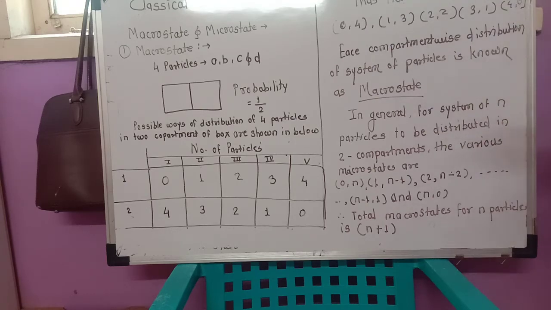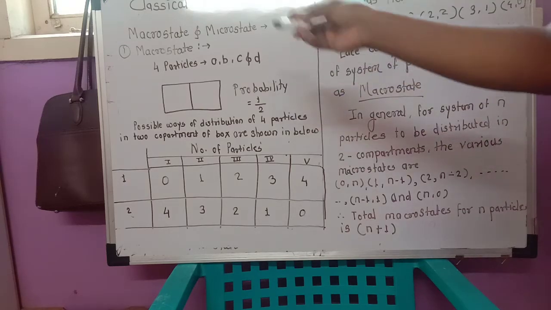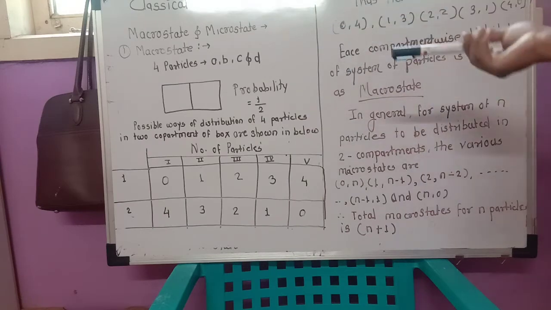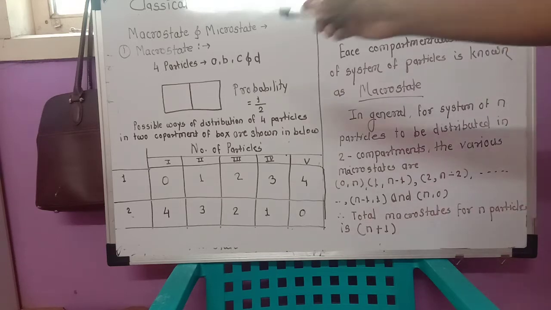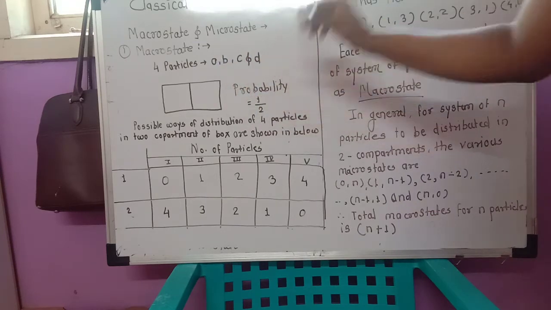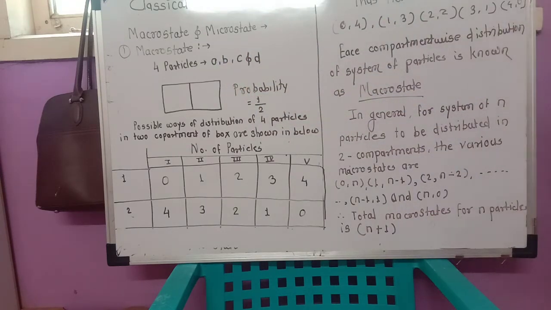Suppose the particles are indistinguishable, then the four particles are identical, like A, or it may be B, C, or D, like this. These are the indistinguishable particles. We consider the four particles which are distinguishable, which are A, B, C and D. These are the four particles.